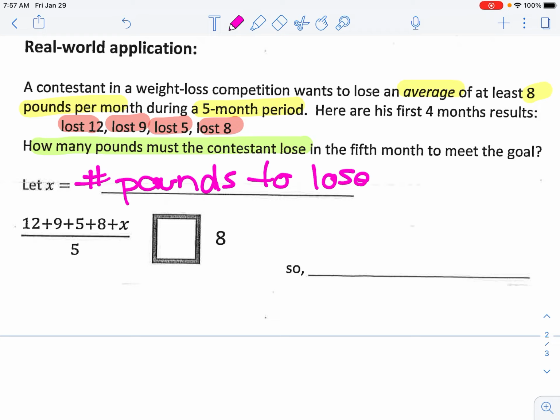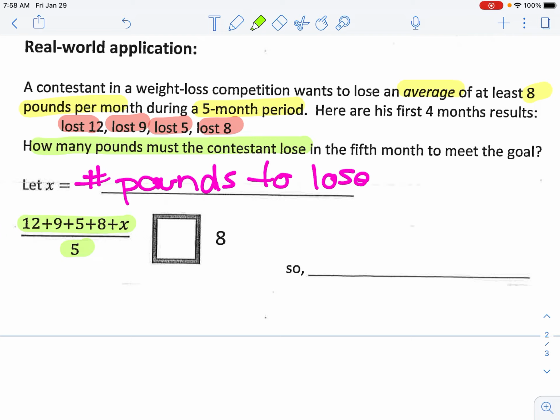So the average is when you add all the numbers together and then divide, we're going to divide this by 5 months. So if you look down here, 12 pounds in the 1st month, 9 pounds in the 2nd month, 5 pounds in the 3rd month, 8 pounds in the 4th month, plus how many unknown pounds in the 5th month, divided by 5 to have an average of at least 8 pounds per month.